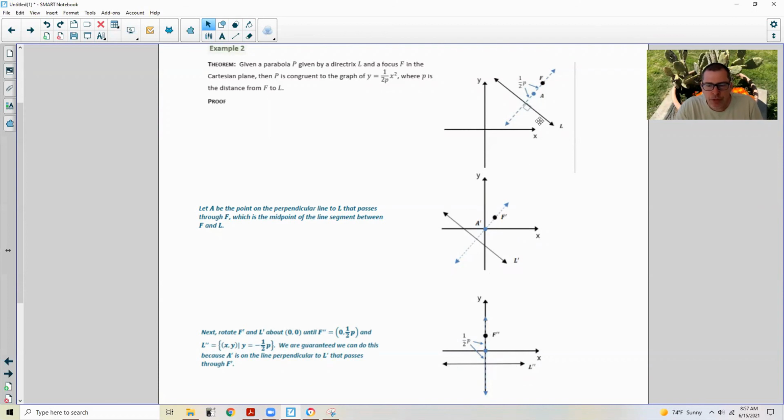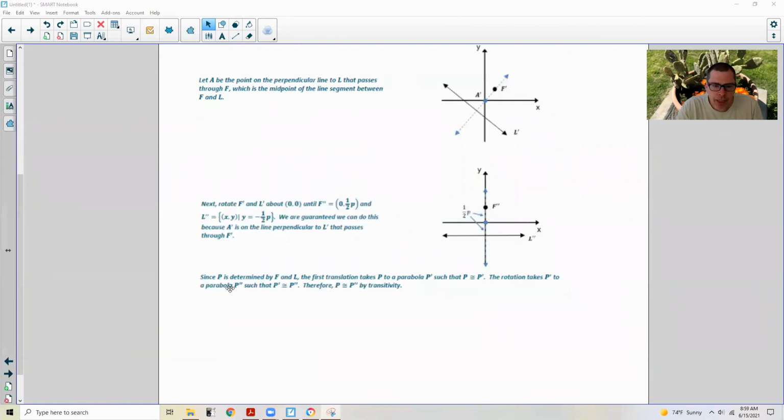Okay, so what did we do? Let's recap. Translate the vertex A to the origin, and then rotate F prime and L prime counterclockwise until F prime is on the y axis and L double prime is horizontal.